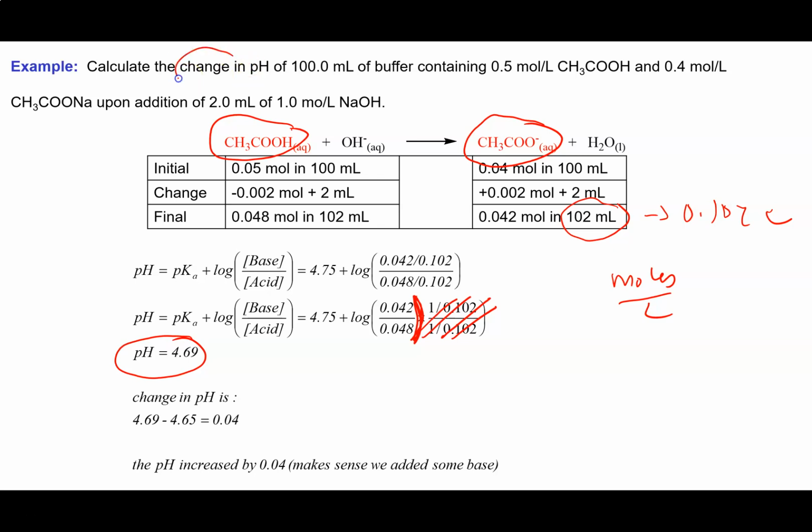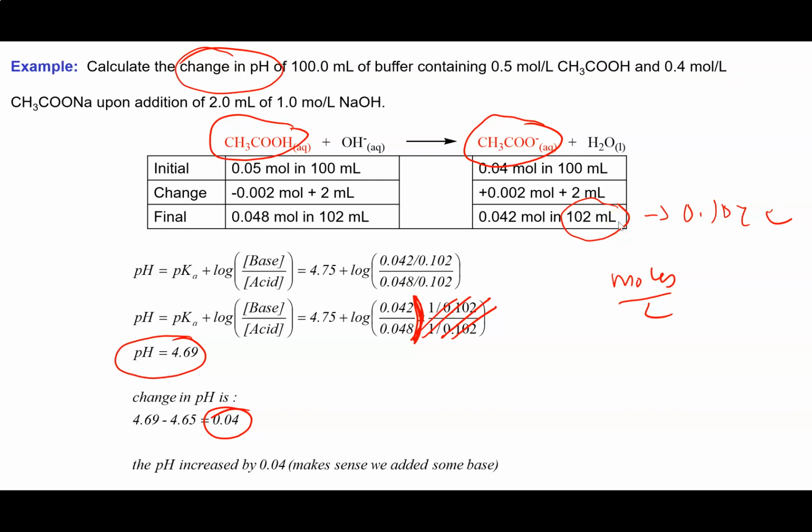Now the question asks for the change in pH, right? So what happened to the pH? We ended up at 4.69 and we started at 4.65, so it went up by 0.04. So it barely went up at all.